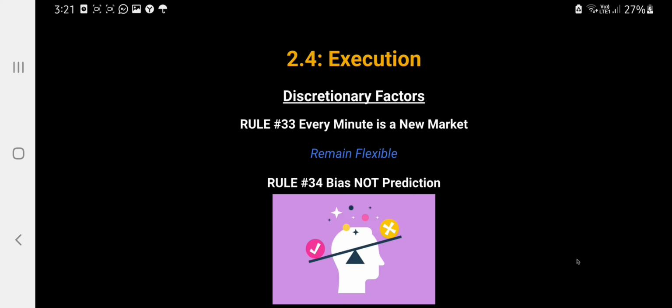So, in terms of execution, there are discretionary factors. Discretionary trading, as the name would suggest, is all about your emotional and psychological control while trading. It's your mental approach to executing a trade. What do we know about mental approach, psychological, emotional? They are all words that do not align well with consistency.